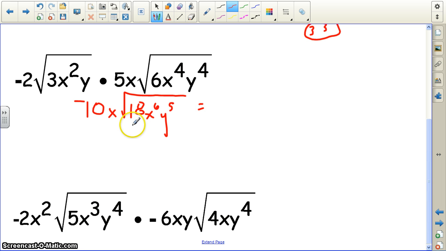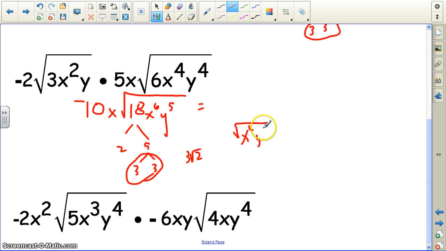That 18, we've done this a couple times, that 18 is going to be 2 times 9. That 9 is going to be 3 times 3. I've got a pair of 3's, so that's going to go outside of my radical. The 2 is going to go inside. Okay. Now I look at my x's and y's. That's square root of x to the 6th, y to the 5th. I can take the square root of x to the 6th right away. That's just x to the 3rd power.